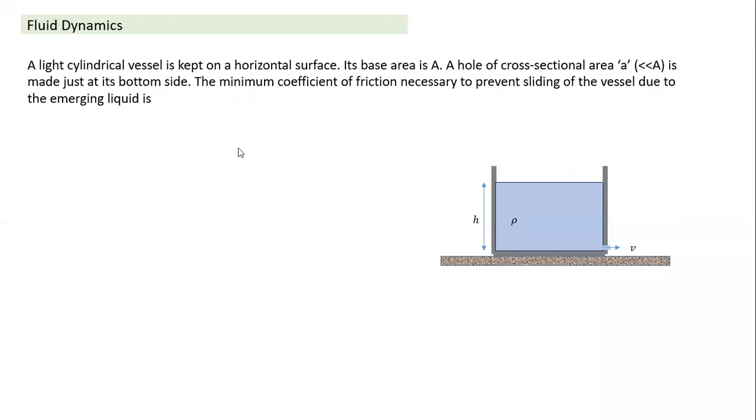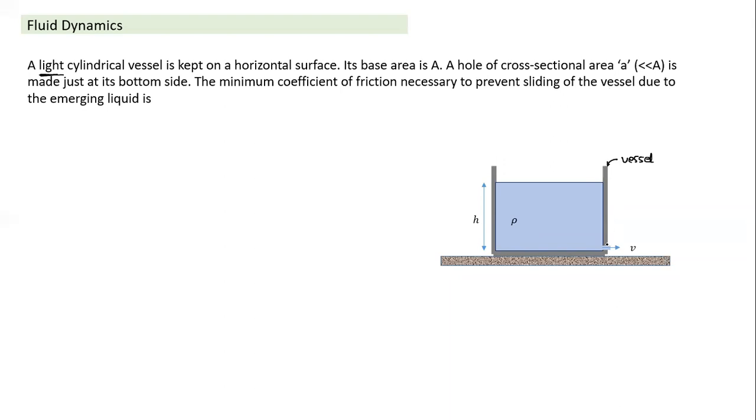Okay. So in this case, again, the figure looks very similar and should look familiar here. This is a light cylindrical vessel, so the vessel has negligible mass. So this is a vessel here, which is a light vessel of negligible mass. And this vessel is kept on a horizontal surface, base area is A, and the hole has cross-section area A.